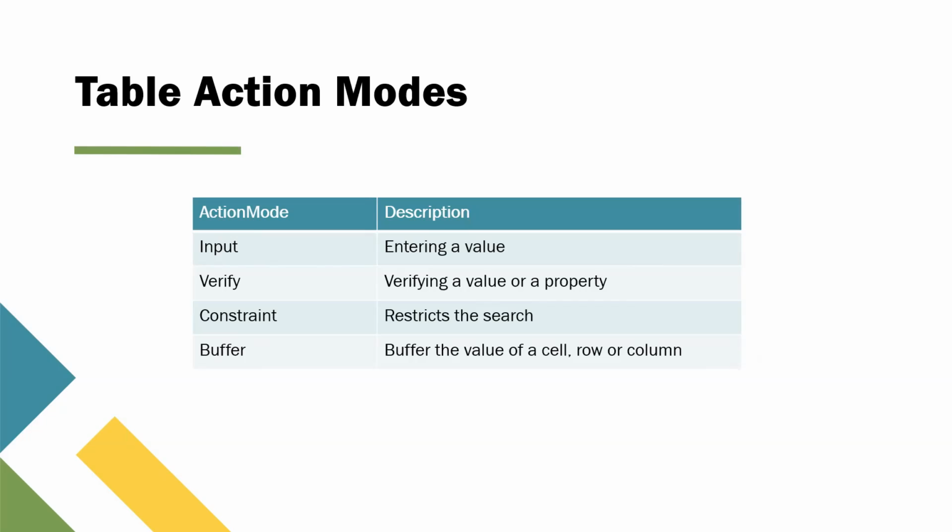But for a table, we have got the input action mode using which we can enter a particular value. And then we have got the verify using which we can verify a value or a property. And then we have got the constraint. Now this will basically restrict your search within the table. So you can define a constraint on a particular column, on a particular row, or on a particular cell, right? Then we have got the buffer. So this will basically buffer the value of a cell, row, or column and then store it in a buffer variable. So all these action modes can be used when you are steering any particular table.